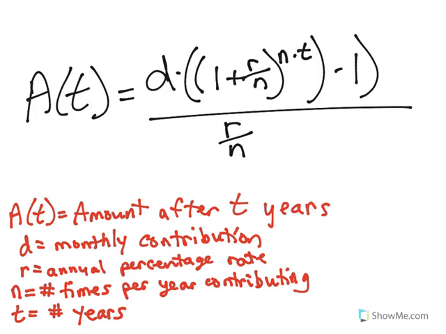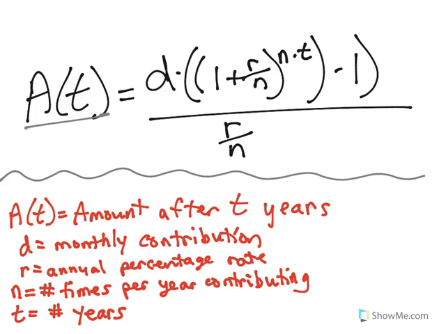Just a clear distinction. So the formula: A sub t equals D times the quantity 1 plus r over n, raised to the n times t power, all of that minus 1, all over r over n. Now, A sub t is the amount after t years. Sometimes you will see this just as A. It's the same thing. This t just tells us t years. It's a way to highlight how many years we're talking about.